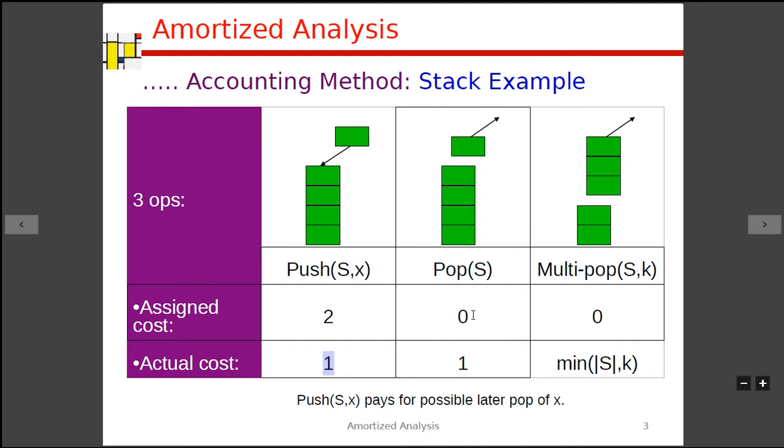For the pop operation, the assigned cost is 0, but the actual cost is 1. That means whenever we are doing a push operation, at that time itself it is charging the cost for the pop operation. This is similar to banking transactions. Whenever we have a bank account and do IMPS or NEFT RTGS transactions, the bank is going to charge some amount every quarter. That means every 3 months or every 6 months, the bank is charging us some amount. That is for the maintenance of all our transactions.